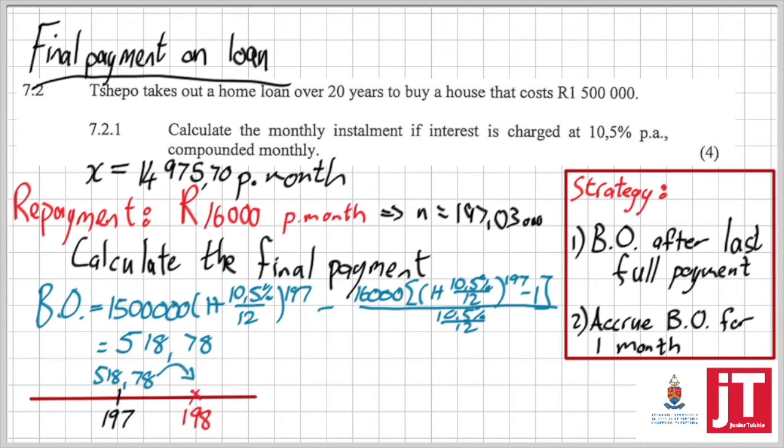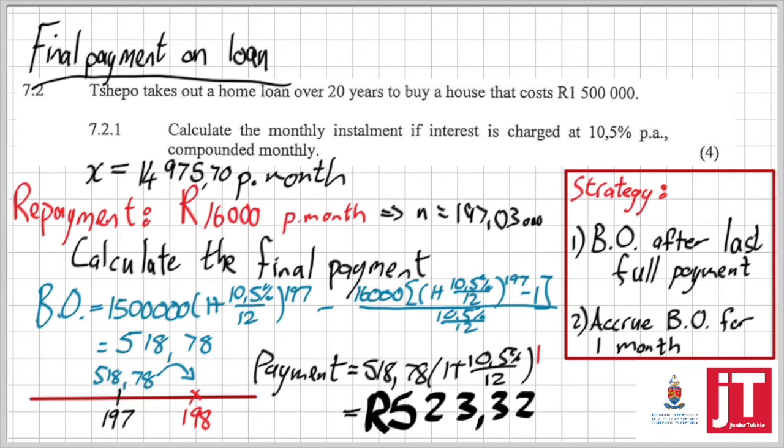So I need to take that 518 Rand, and I am going to put one month's worth of interest on it, because the bank's not going to let that money just lie there and not add interest. The greedy people. So I'm going to say the final payment is 523 Rand and 32 cents.